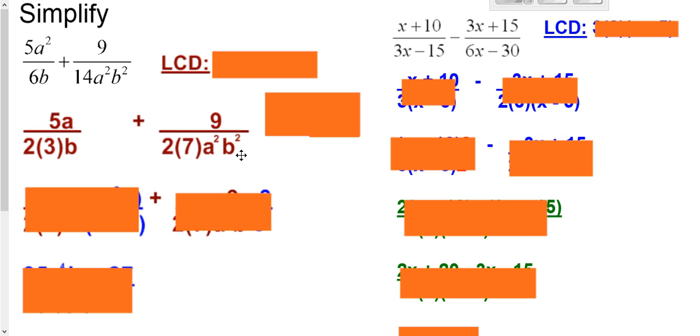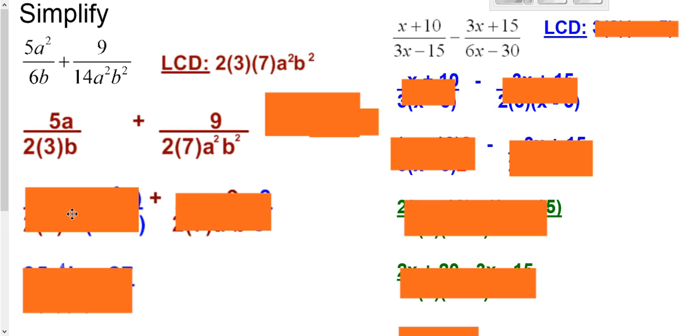So now you find that least common denominator. You write down all the different things that show up: 2, 3, and 7, still with that a and the b. And remember, if you have a choice in exponents, which we do on the b's, you're going to choose the higher one. So we choose a b squared versus a b to the first.